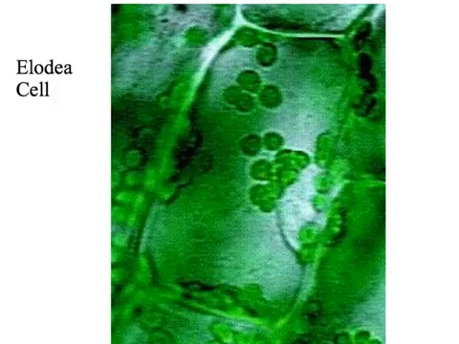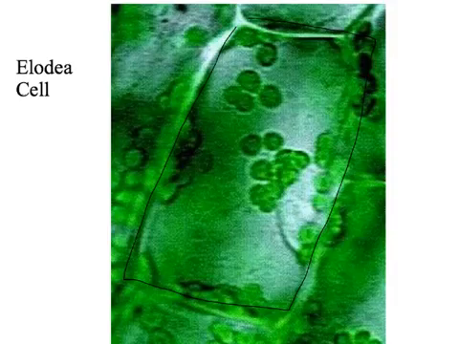So here's a picture of a plant cell. This is actually an Elodea cell. Elodea is an aquatic plant. It lives in the water. It's kind of like a fern, but not really. You can see all these little green circles floating in the plant are chloroplasts.